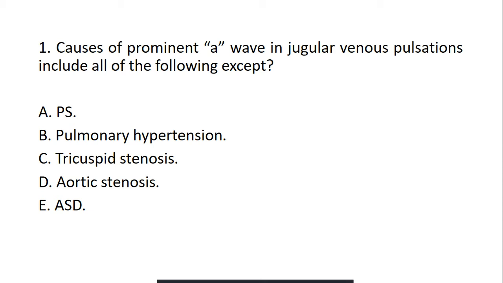Pulmonary stenosis, PS, is a pressure overload. Pulmonary hypertension is pressure overload. Tricuspid stenosis, I told you, is pressure overload. Aortic stenosis causes pressure overload. Stenotic valves cause pressure overload. Regurgitation lesions cause volume overload. ASD causes what? Volume overload, because blood moves from the left atrium to the right atrium, causing elevation in the V wave. V for volume. So the answer will be ASD, because the question tells us except, right?